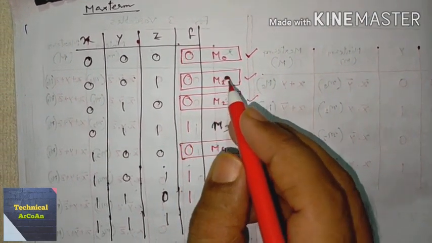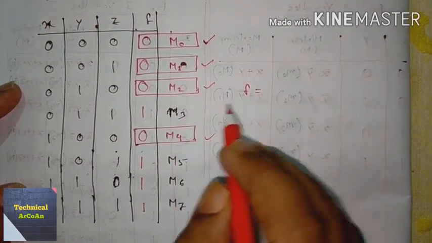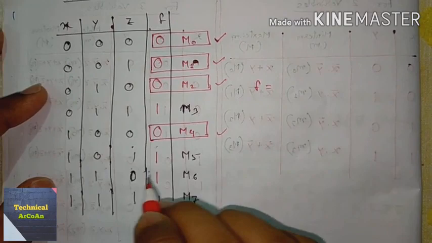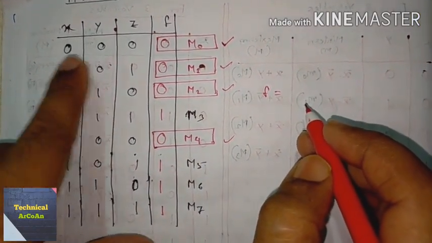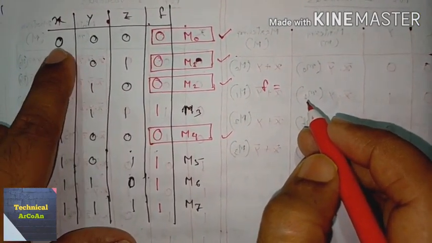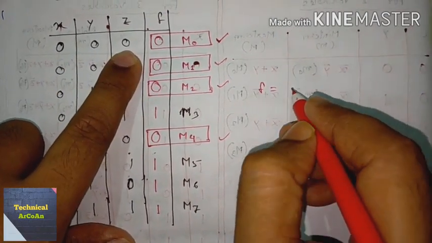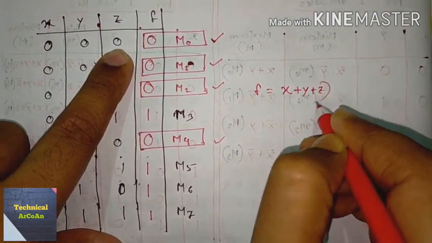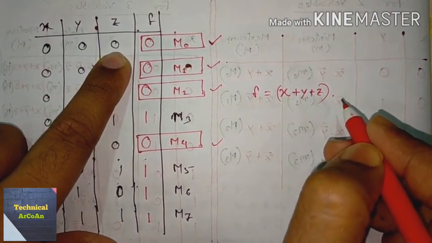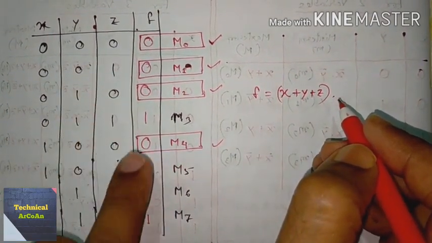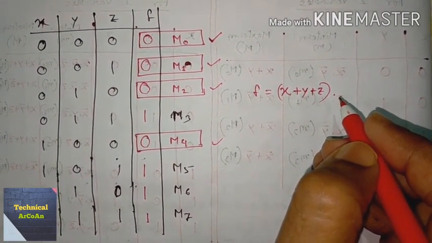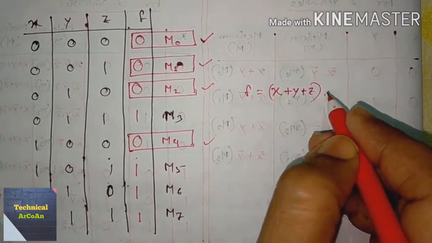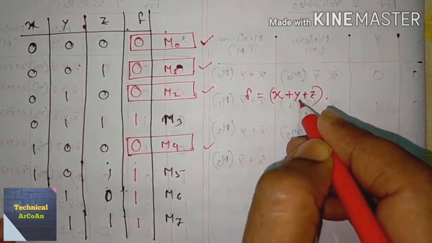Now from there we find out the max term of this particular truth table. At first this position, what is the value? 0, 0, 0. So it will be x plus y plus z, dot. Why? Because max term means sum term, and the expression should be product of the sums. So that's why this is the first term we got.